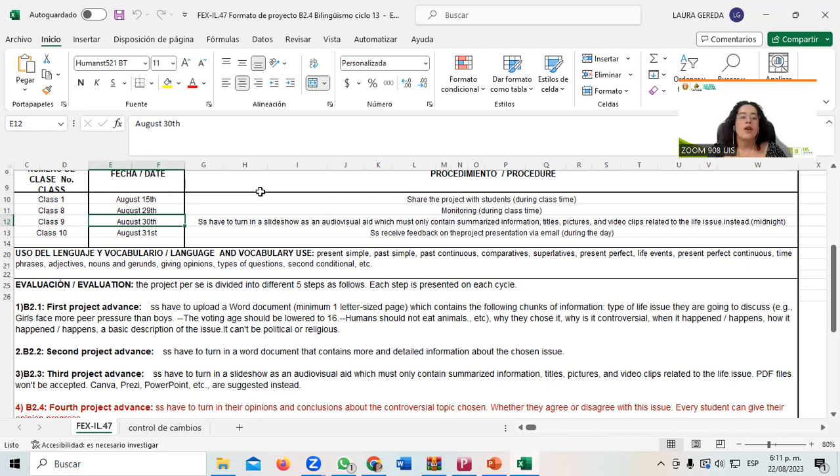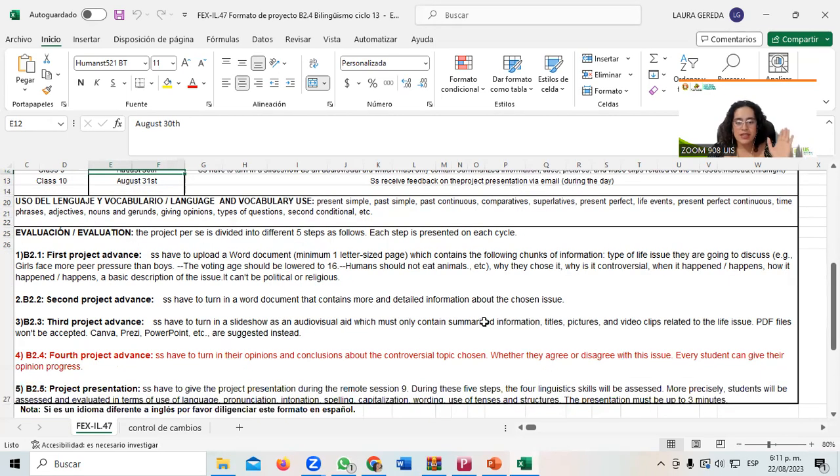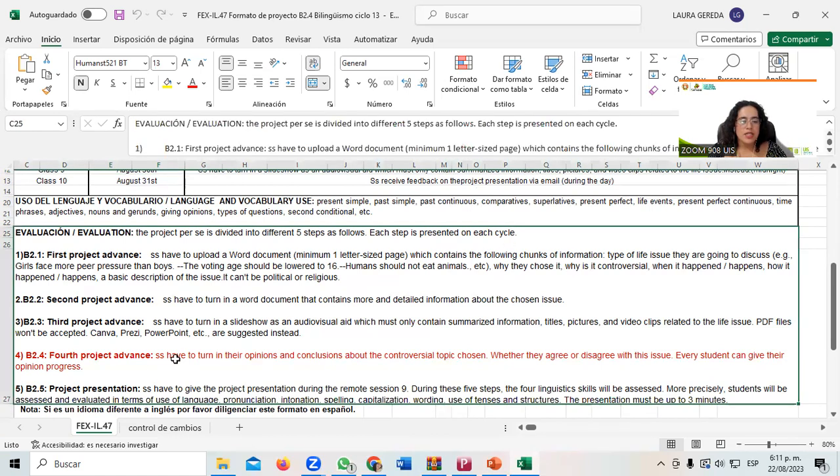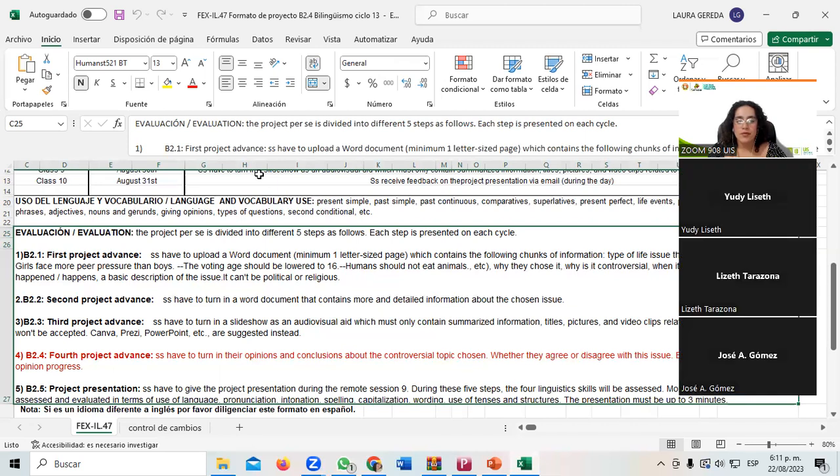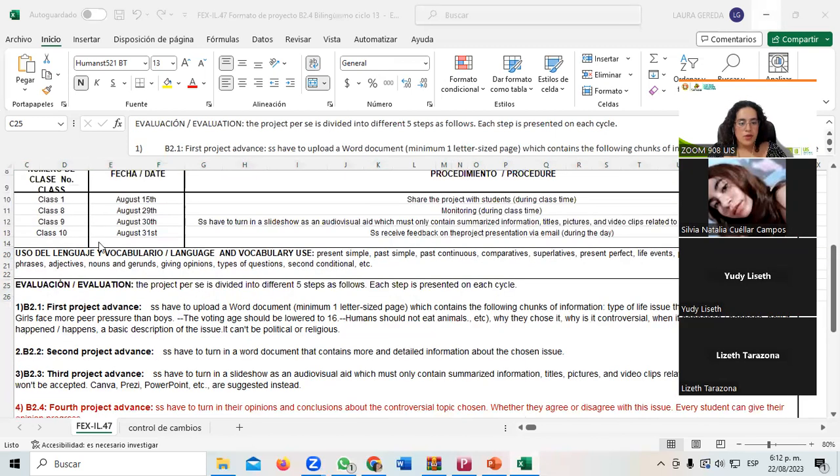For this part of the project, we already worked on the slides with the summarized information about the general overview of the topic, some arguments for and some arguments against. Now, in this final part, you just have to add your opinion and your conclusions, okay? Whether you agree or disagree with the issue, and why? So what's your opinion? And the final conclusions for your presentation. That is what we need to add on this 4th project advance. So just remember the dates. And well, now we can start with our class for today.